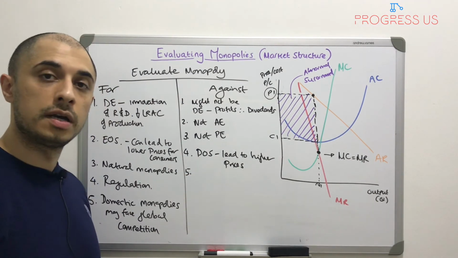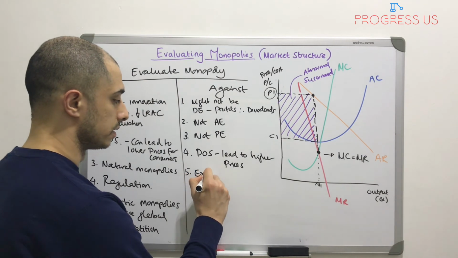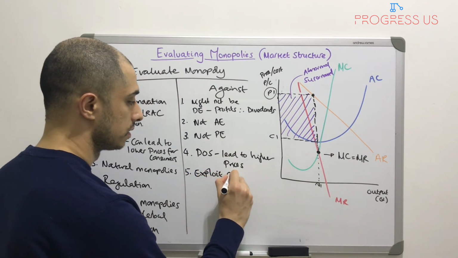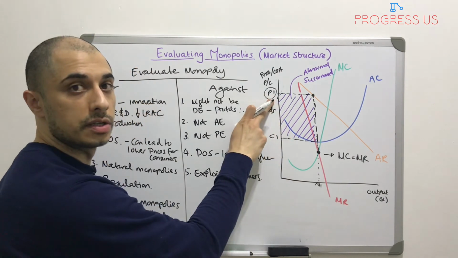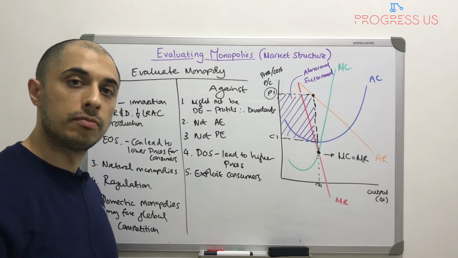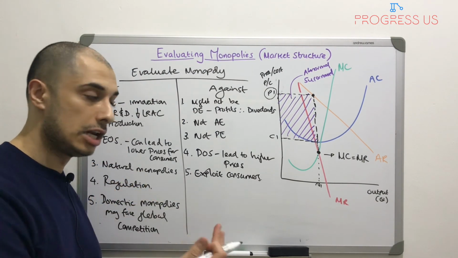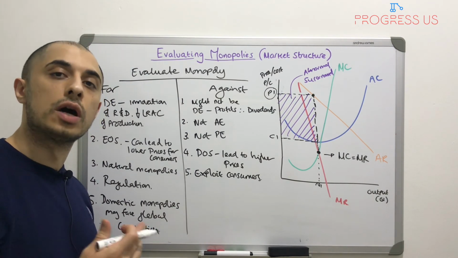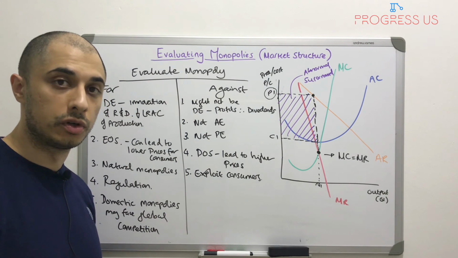The fifth reason why monopolies are harmful is because essentially they exploit consumers. They can exploit consumers because they charge very high prices and they have low output. It's important that you remember that a monopoly can't do both at the same time. They can't charge a higher price and lower the output. They can only do one or the other. And this may affect people who are on very low incomes and can't afford the good but need it.